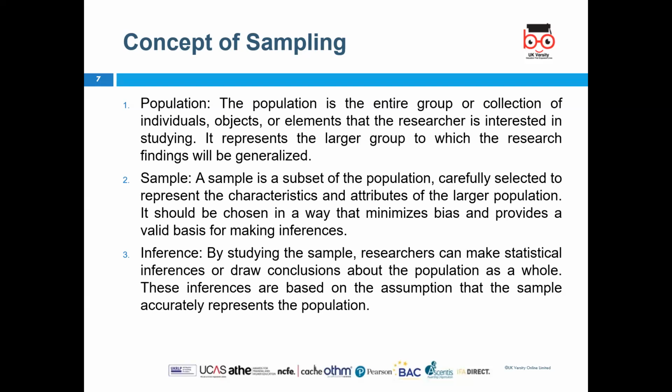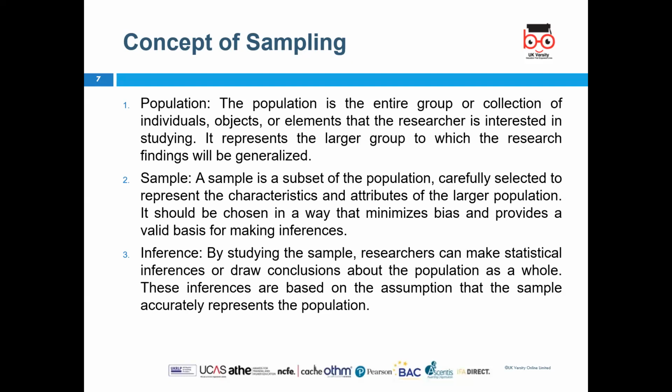So then the next concept is sample. So a sample is a subset of the population which is carefully selected to represent the characteristics and attributes of the larger population. So the basic idea is to avoid bias in the sample so that the sample is uniform and is representative of the population. So when you extrapolate the sample, you will get the population. So that is the whole concept of sampling.